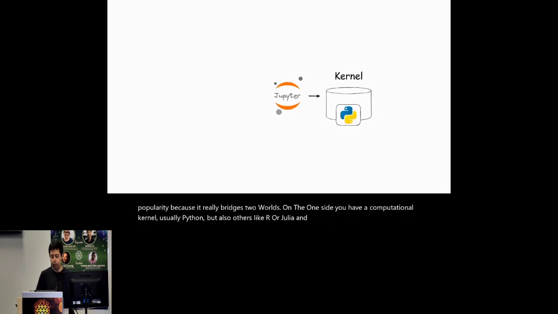Which brings me to my last vignette, which is interactivity and visualization. I'm going to talk specifically about computational notebooks and Jupyter in particular, the de facto standard environment for notebook computing. Jupyter has seen so much success and popularity because it really bridges two worlds. On the one side, you have a computational kernel, usually Python, but also others like R or Julia. And then on the other side, you have the front-end web platform, which is a gateway not just to advanced graphics, but various other forms of user interactivity.